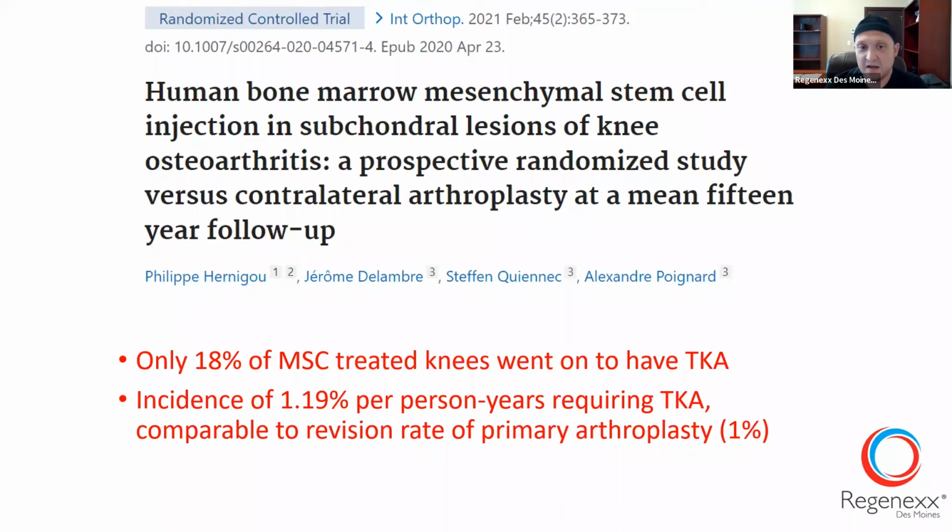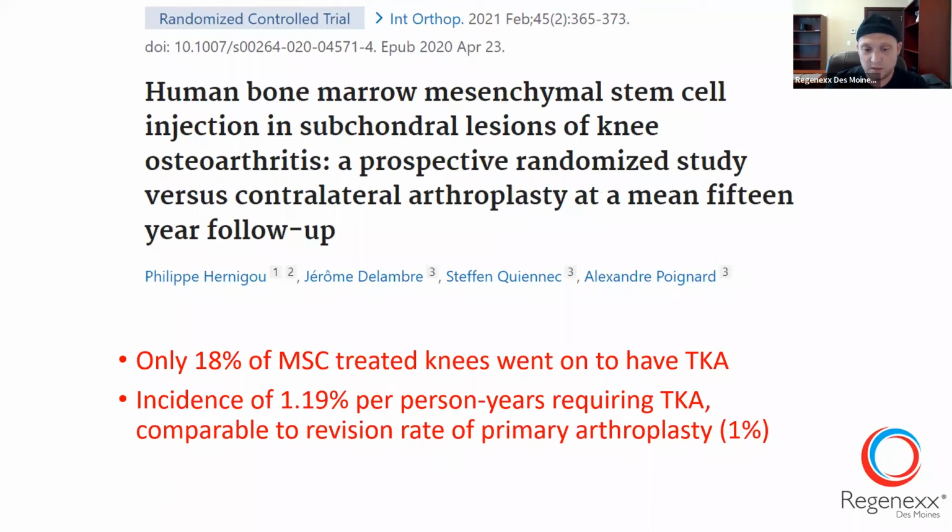Only 1 out of 5 ended up saying, yeah, I should have the surgery. And what's really interesting is that the length of duration, which in this slide I'm calling incidence, so what is the incidence of these patients ultimately needing to go on for knee replacement, is about the same as a patient that had a knee replacement and is going to require a revision surgery. So its outcomes are just as long as you would expect from knee replacement.